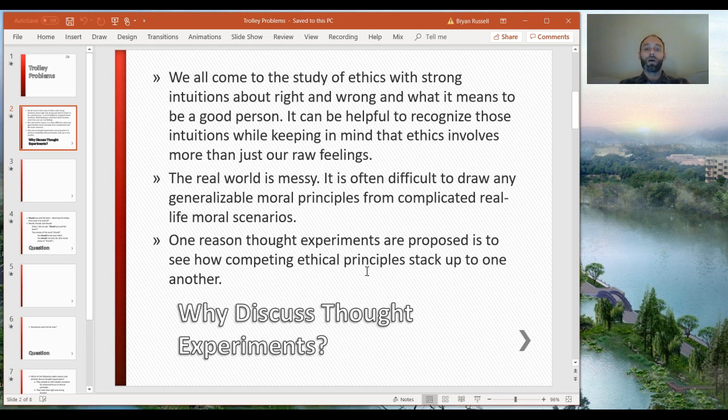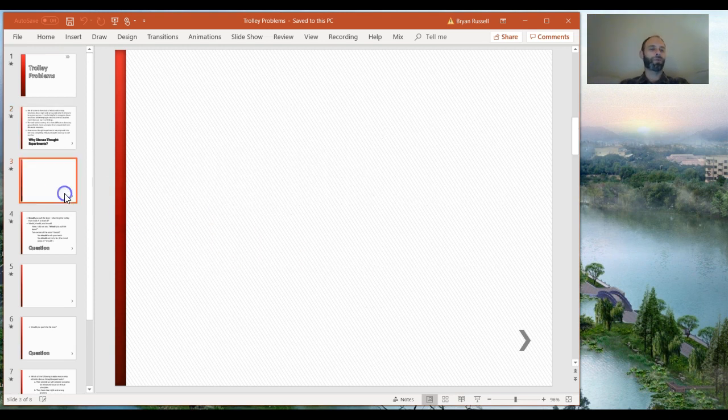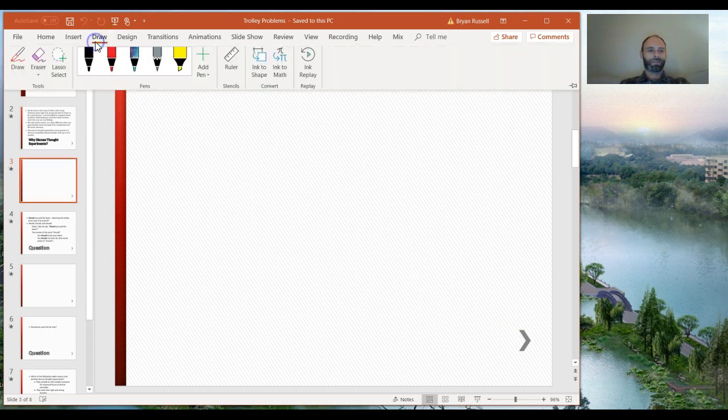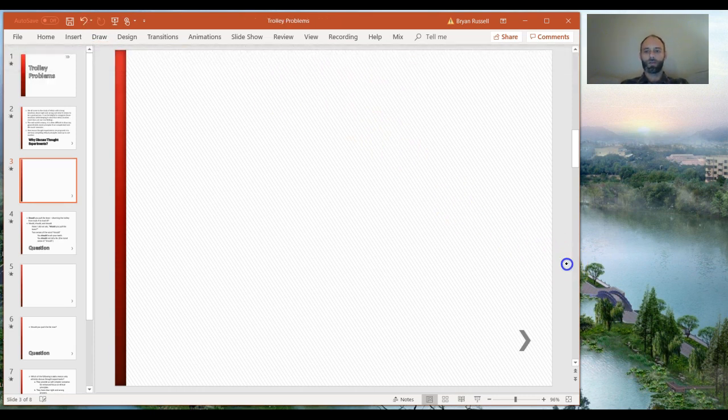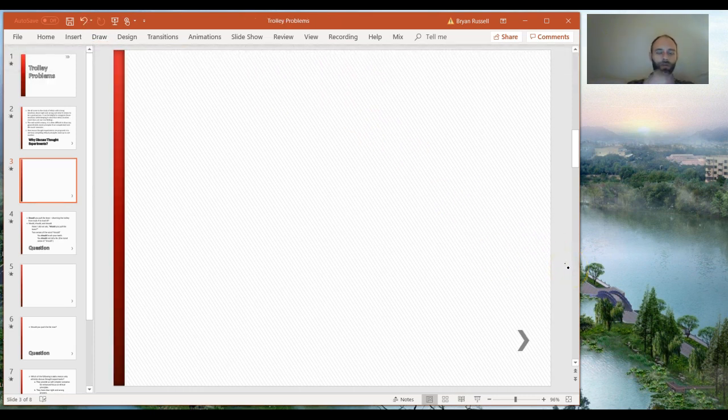So let's see how this drawing thing will go. So a blank canvas. So here is the first thought experiment we're going to be looking at.